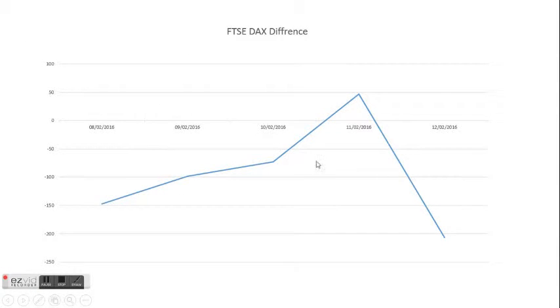Big DAX strength. Well, I say big, it's gradual, consistent. Bang. FTSE was incredibly strong on Friday. Take a look at that. Yeah, we'll take a look at that.